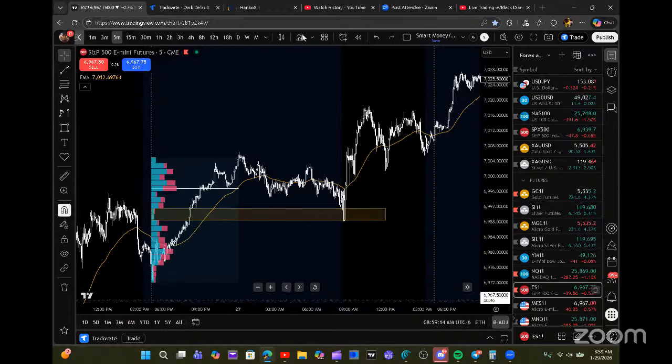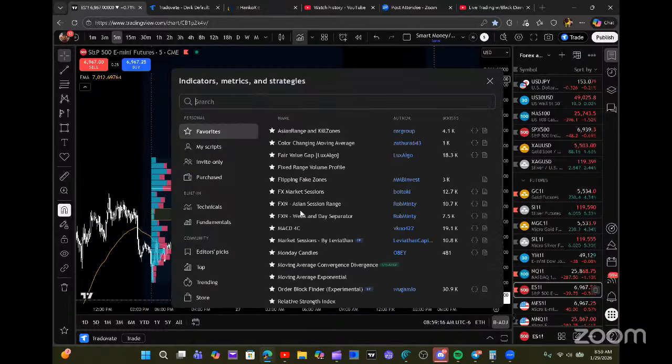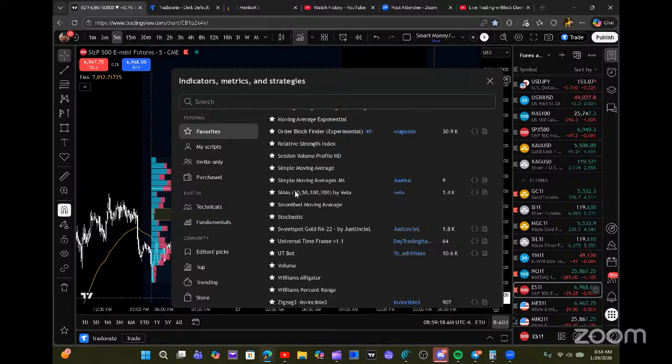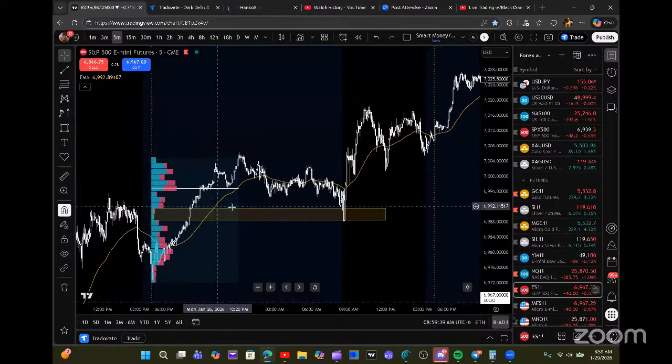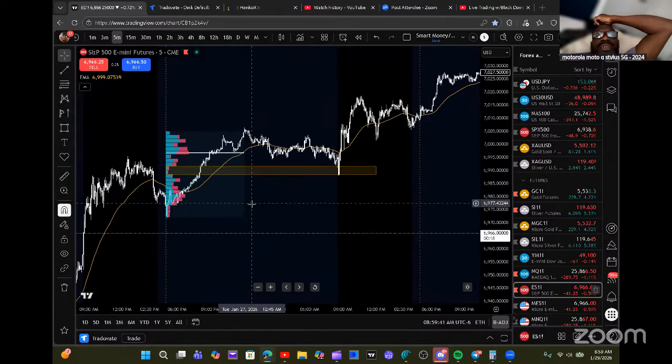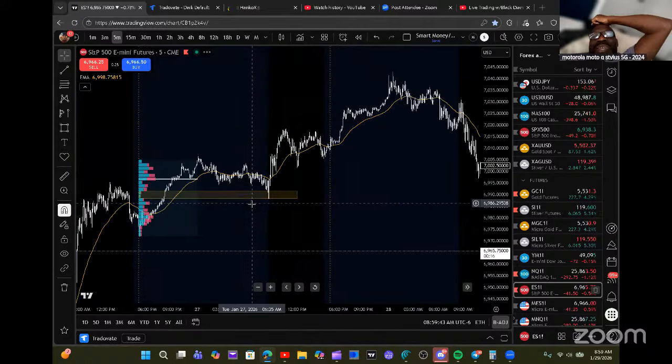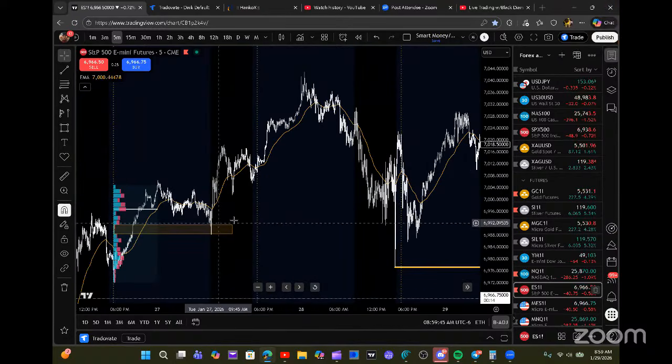They got one called sessions. It does it for the whole day and it changes. This one right here, sessions volume profile HD. But you gotta have a paid TradingView account to have that one. To be honest with you, the fixed range one is good enough for me. Man, I appreciate that. Oh man, it's all good.